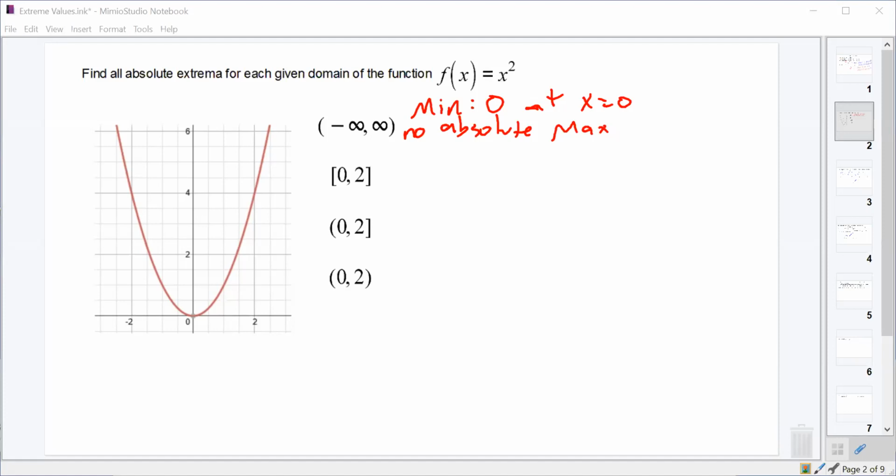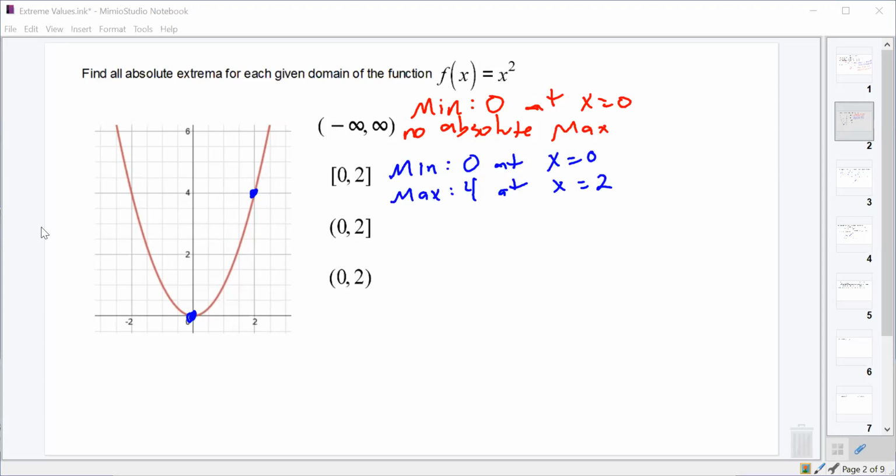All right, what about on the closed interval from 0 to 2? So we're just talking about from here to here. Is there an absolute min? Yes. It's 0 at x equals 0. What about an absolute max? It would be 4 at x equals 2, right? We hit that point, we stop there. It doesn't go any higher. On the closed interval from 0 to 2, the absolute max is 4. Everybody good there?